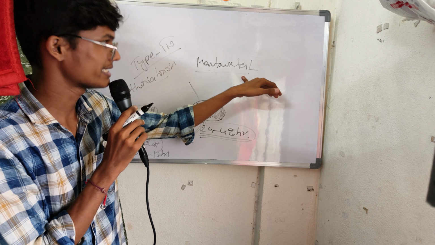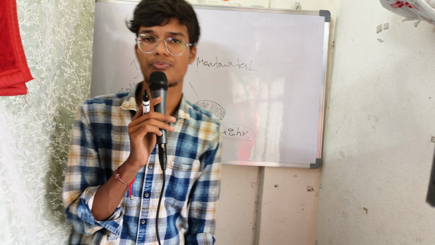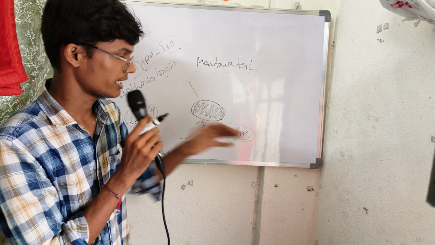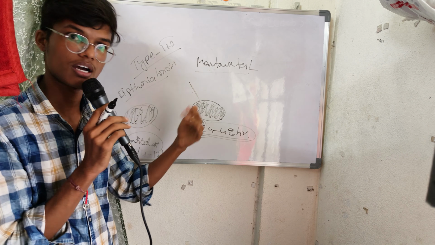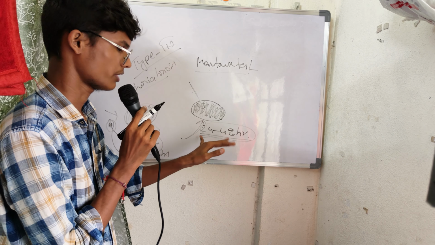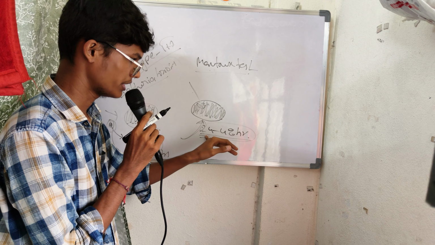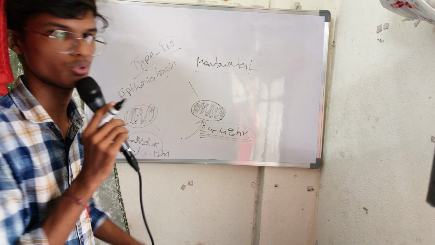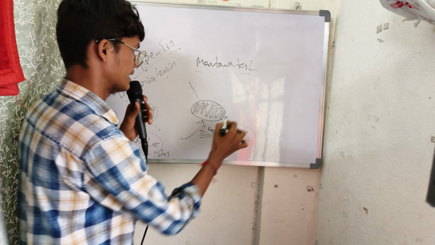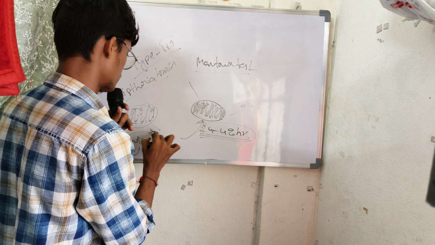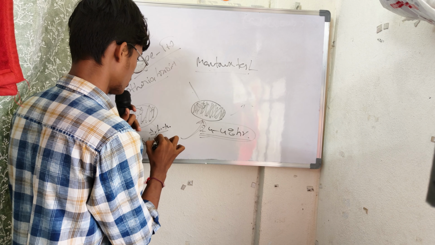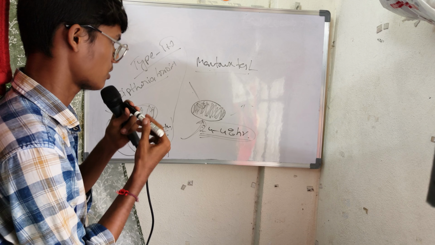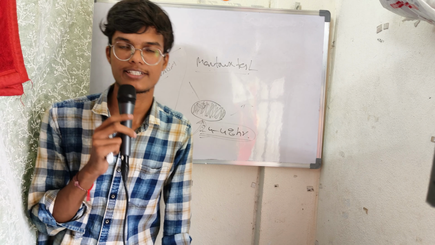And the Mantoux test, which is mediated through type 4 hypersensitivity, takes 24 to 48 hours. We can see the rash in 24 to 48 hours, and in type 3 we can see it in 4 to 12 hours itself. Okay, this is a T cell mediated rash, and this is an antibody-antigen complex mediated rash. Okay, this is all about type 4 hypersensitivity reaction.